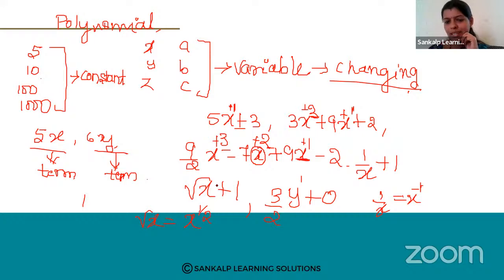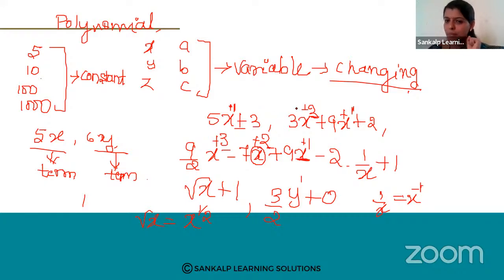Then root x. Root x means variable power. The variable power is 1 divided by 2, right? So 1 divided by 2 means it is a fraction. So if the algebraic expression contains positive power, negative power, fractions, okay. But if the algebraic expression contains only positive power, then it is called a polynomial.